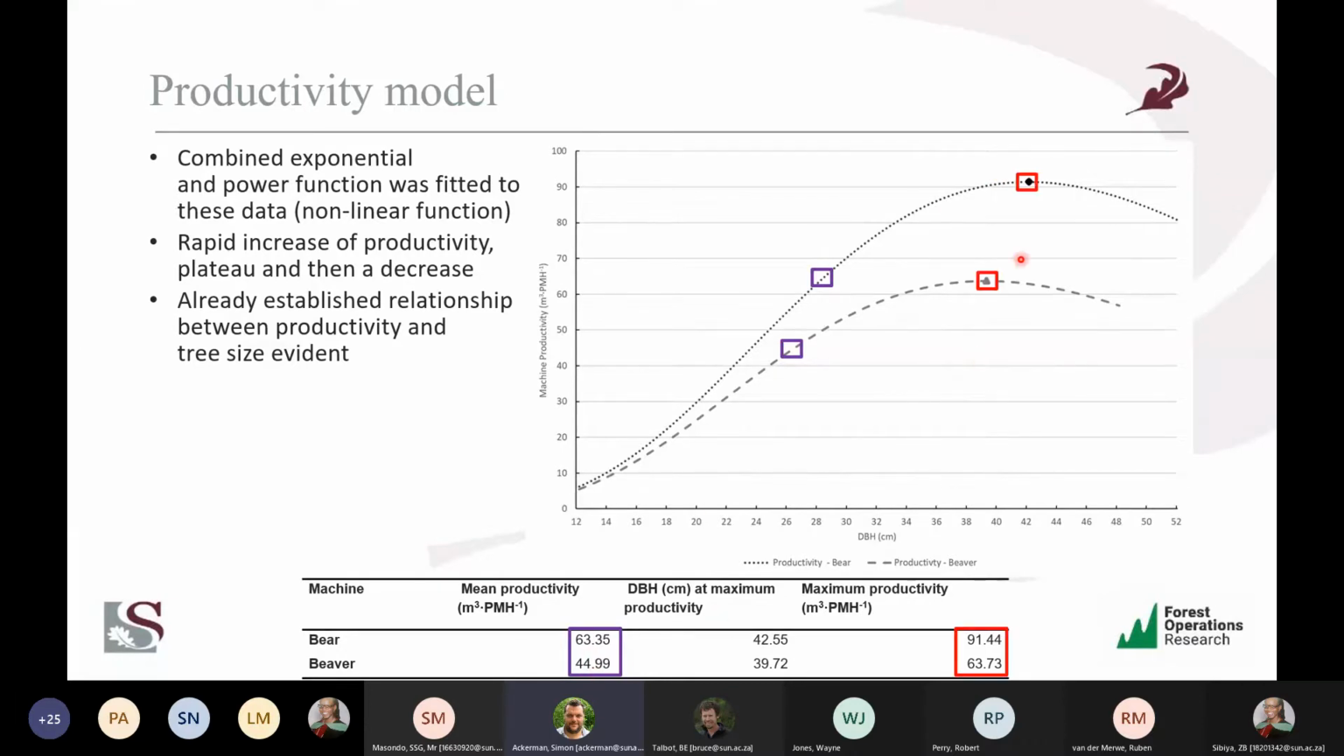Using the first differential to establish where the maximum productivity was, 91 for the bear and about 63 for the beaver. And these two maxima lie roughly at about 42.5, if my line's right, for the bear, and about 39 or 40, roughly in the middle there, for the beaver.